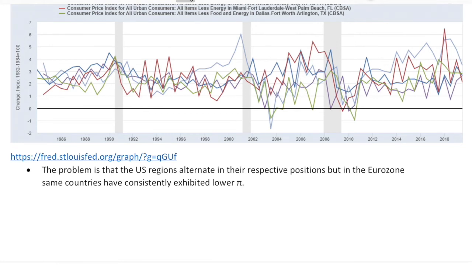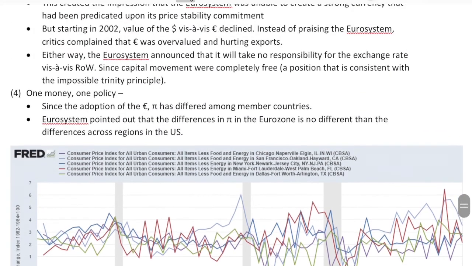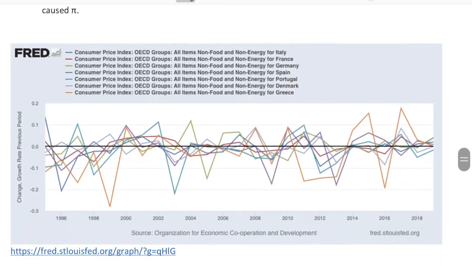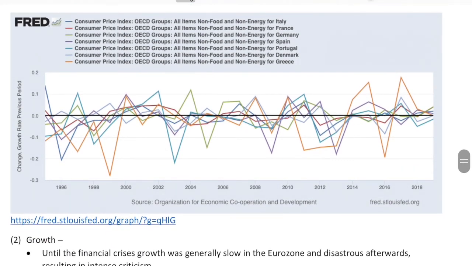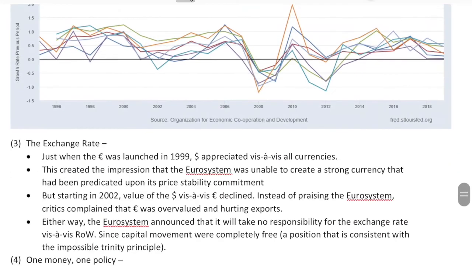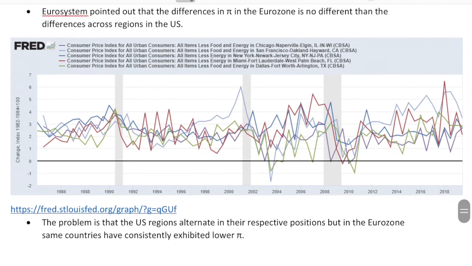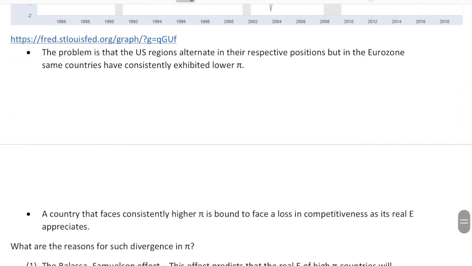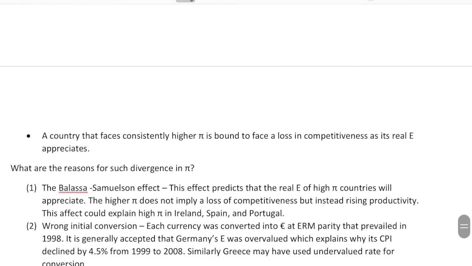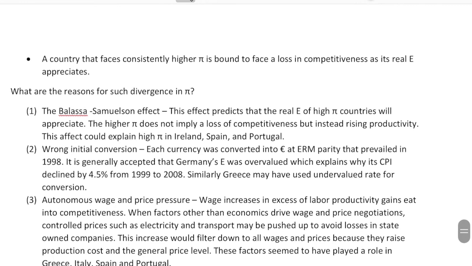What has happened with the Eurozone instead is that some countries have consistently exhibited lower inflation, such as Germany, whereas other countries have consistently exhibited higher inflation, such as, say, Greece. And you can see that with the orange curve. Or, for example, Portugal also appears to have higher inflation; all the Mediterranean countries appear to have higher inflation. Okay. So once again, we're not discussing any theories per se. We're just discussing what has happened up to the financial crisis since the adoption of the euro in 1999.